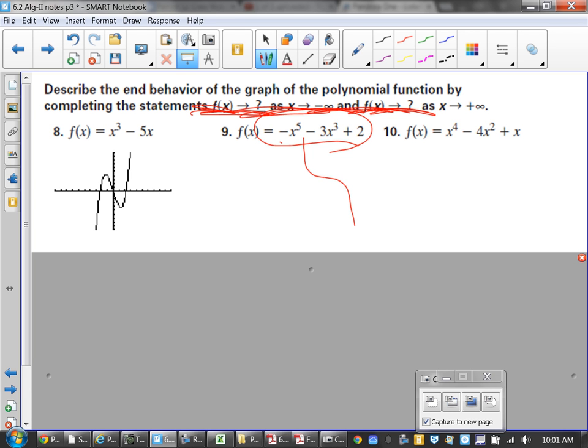All right? This next one, x to the fourth. It's x to the fourth. It's even. I don't know what it's going to look like. That's good.